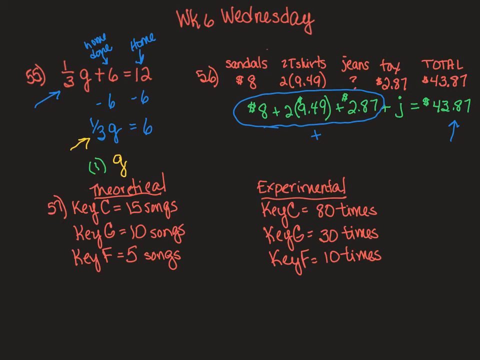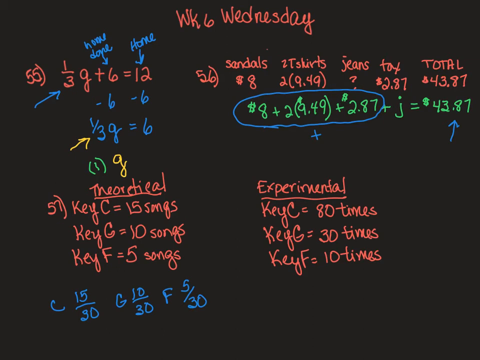So I'm going to have out of 30, C would be 15 out of 30. G would be 10 out of 30. And F would be 5 out of 30. And that would be the theoretical probability, what everything should turn out to be according to the math.